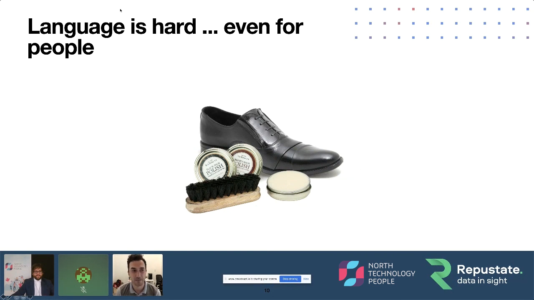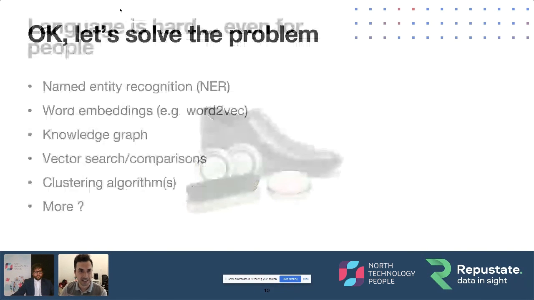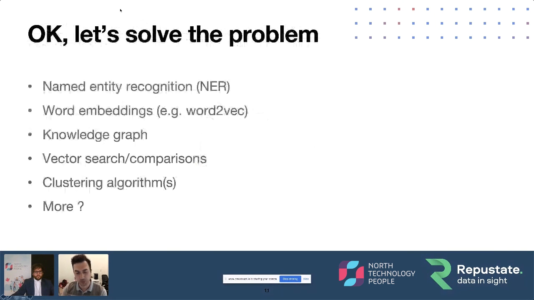So if even people can mess language up, what hope is there for a simple machine? So with that problem stated, let's try to solve it. There's a couple tools that we can use, and they all work together. By themselves, you can't really solve the problem, but in conjunction with one another, you can start to solve some of these difficult problems that I've stated for you.